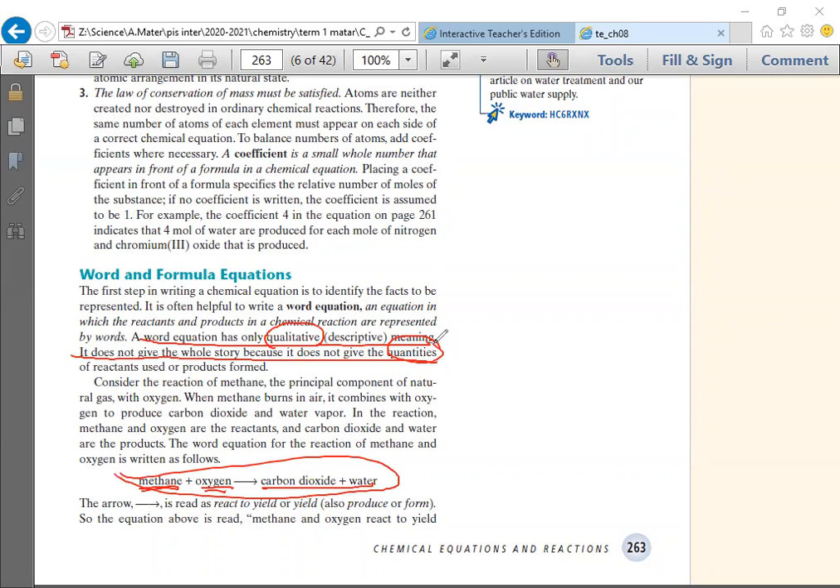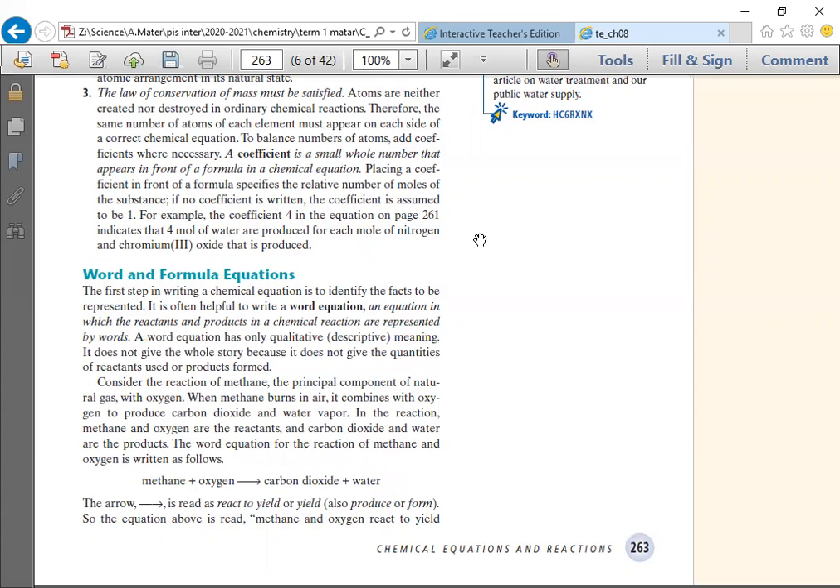On the other hand, this word equation could be converted into a formula equation, which will represent the actual amount of each substance involved in the reaction. The arrow here, we call it yields. So when we read, we say methane plus oxygen yields carbon dioxide plus water. So let's clarify the idea more again. Let's start talking about the second one here.